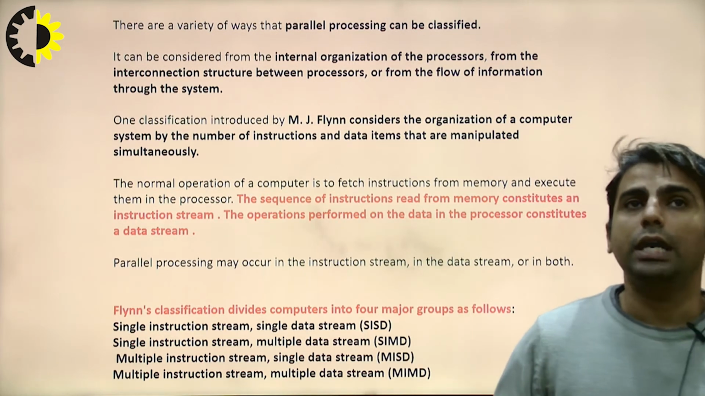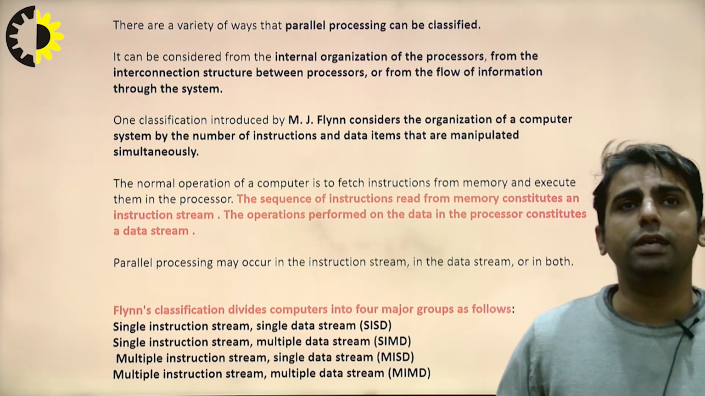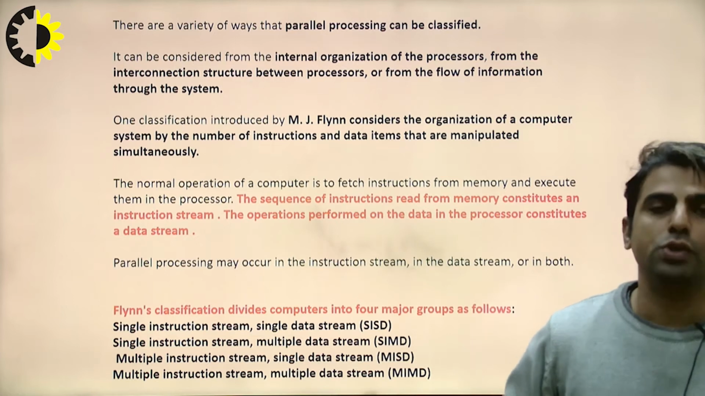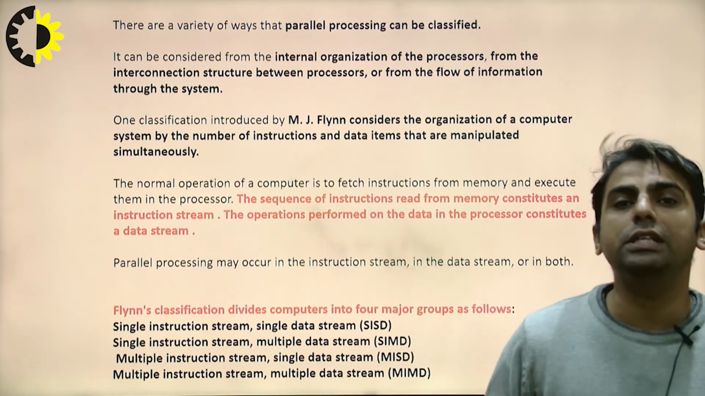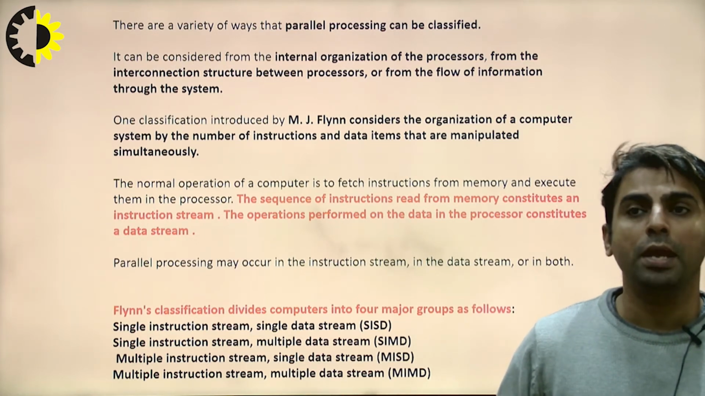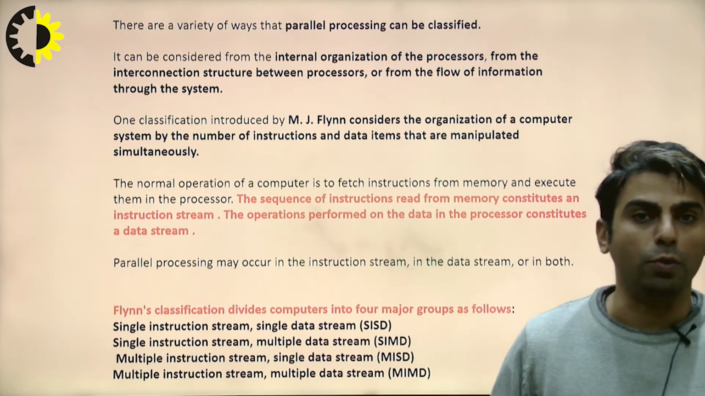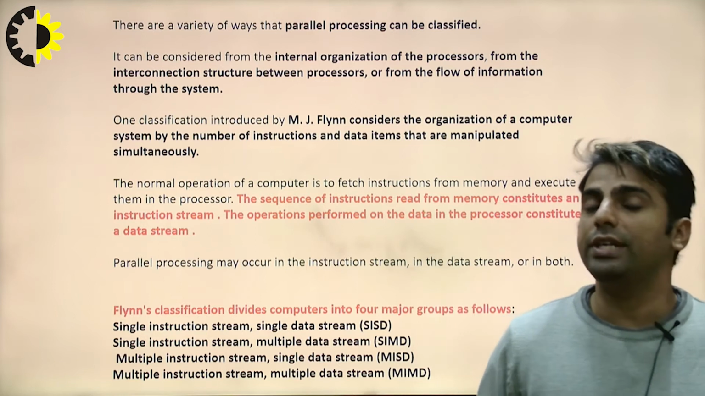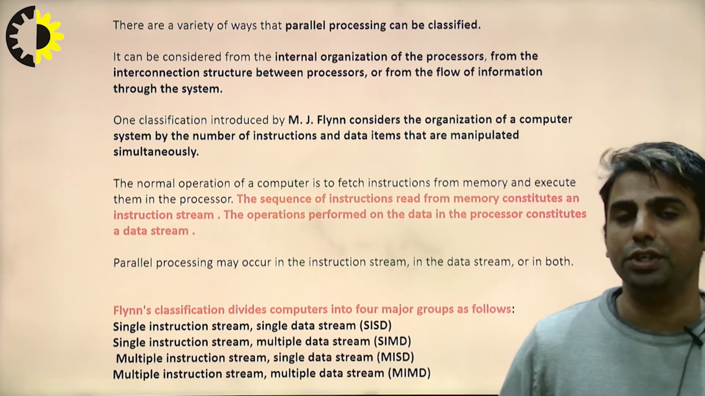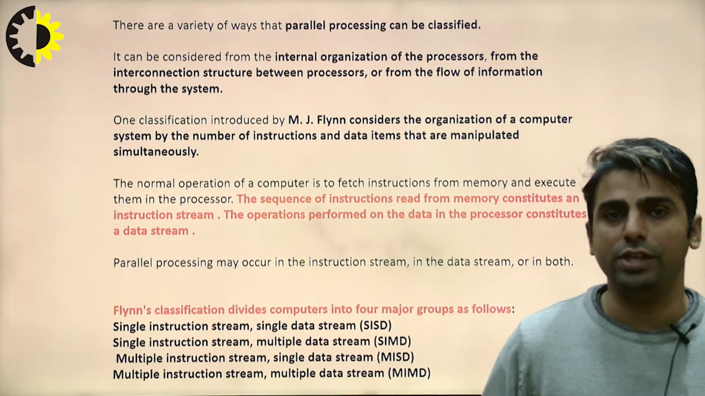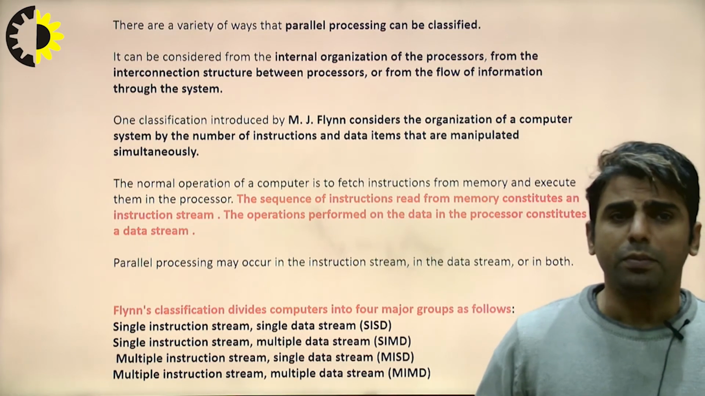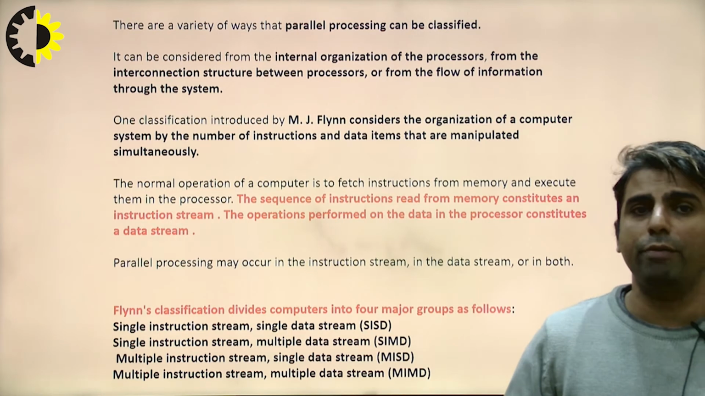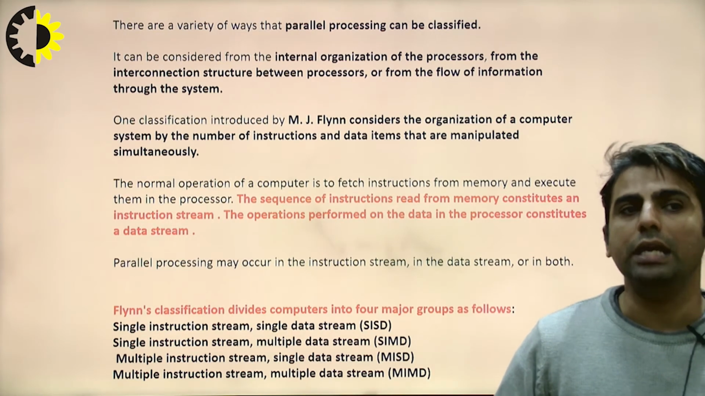Okay, instruction stream is basically like we already know that a program is a set of instructions. So we basically fetch instructions one by one through the help of the program counter. The program counter gives you the address of the next instruction to be executed, which gets updated in parallel while the instruction is in progress in its execution, right? So see this red highlighted part, the sequence of instructions read from memory constitutes an instruction stream.